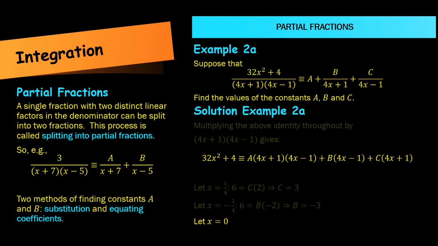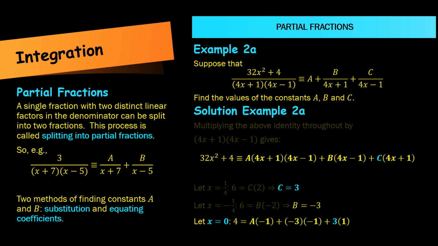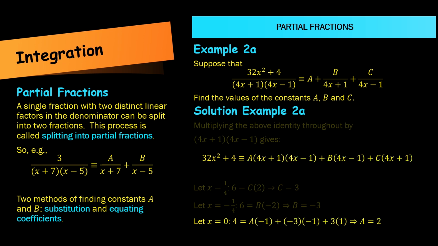Now since we already have the constants b and c, we can simply let x equal 0 to find the value of a. So plugging in x equals 0 gives us 4 on the left-hand side and this expression on the right-hand side. We've plugged in c equals 3 here and b equals minus 3 here, to give us a equals 2.